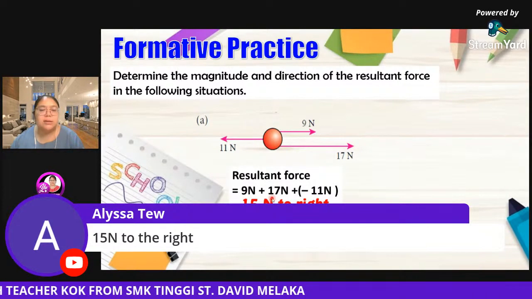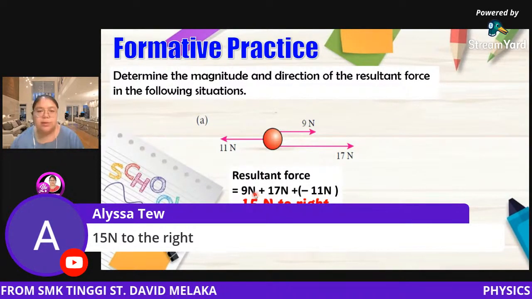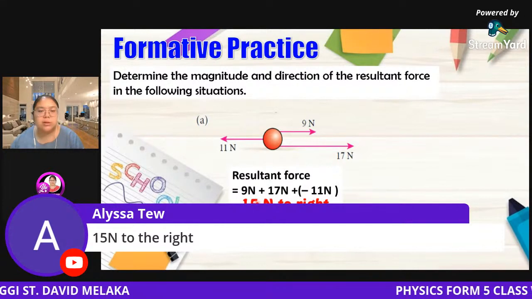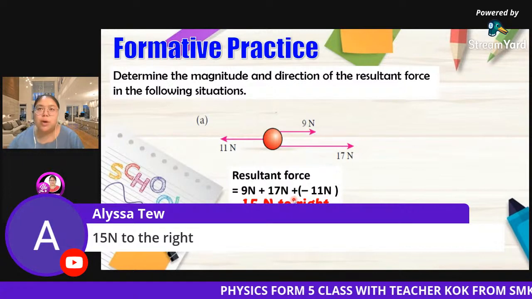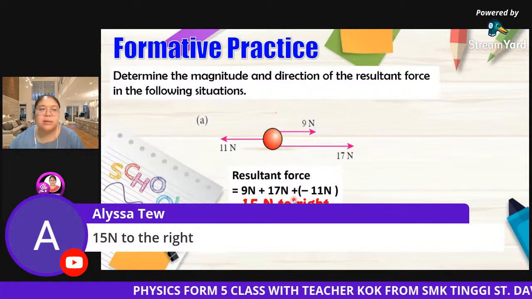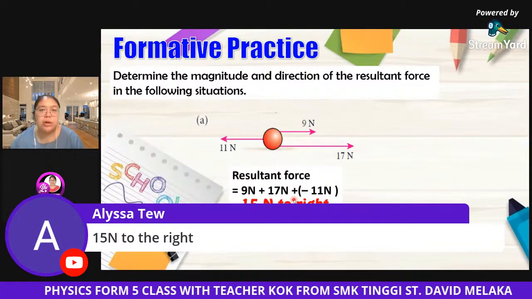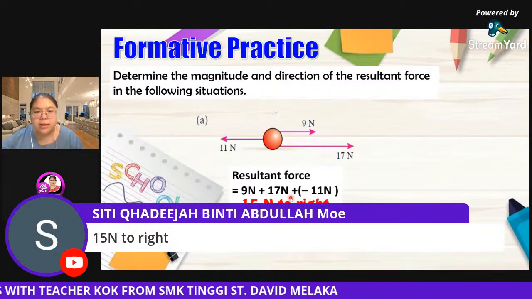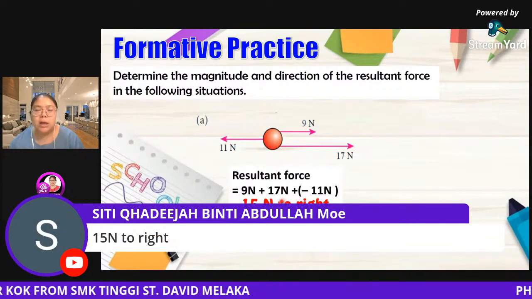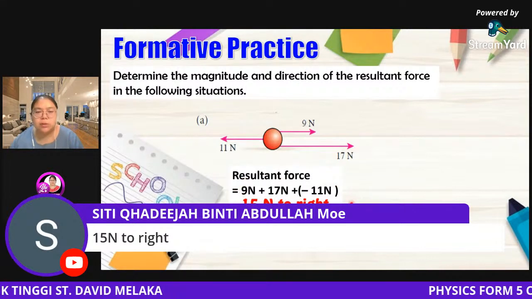Okay, this one is a calculation. Resultant force equals 9 plus 17 Newton. Then you need to show your working. If the question is 2 marks, that means you need to show it. You cannot just write the answer, 15 Newton to the right. If it is 1 mark, it is okay, but for 2 marks, I need to show it like this.